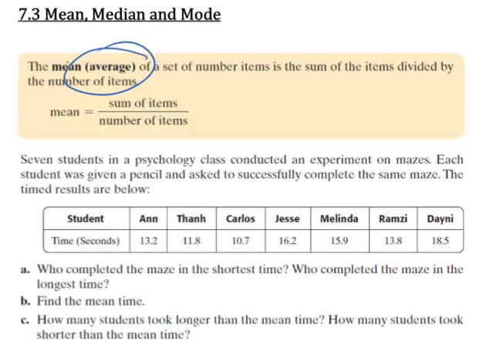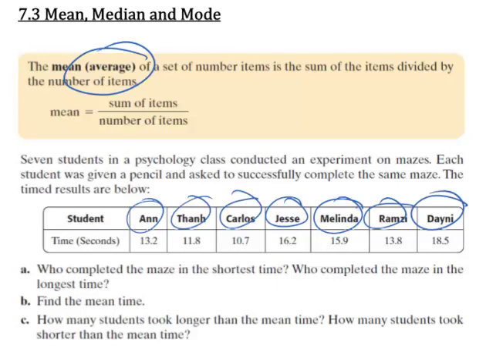Okay, so my first problem here says 7 students in a psychology class conducted an experiment on mazes. Each student was given a pencil and asked to successfully complete the same maze. The timed results are below. Okay, so if you notice we have our 7 students here and their times. And the first question says, who completed the maze in the shortest time? So who had the fastest time?